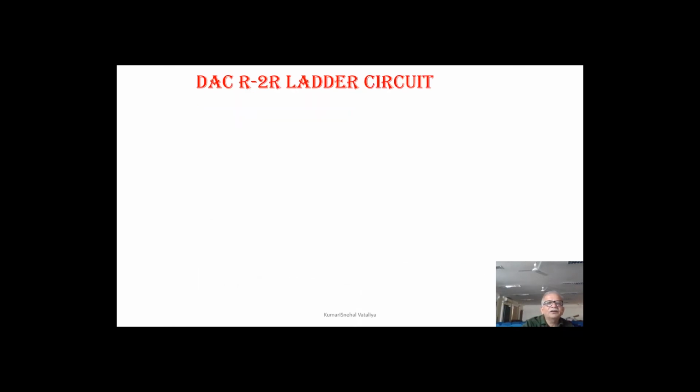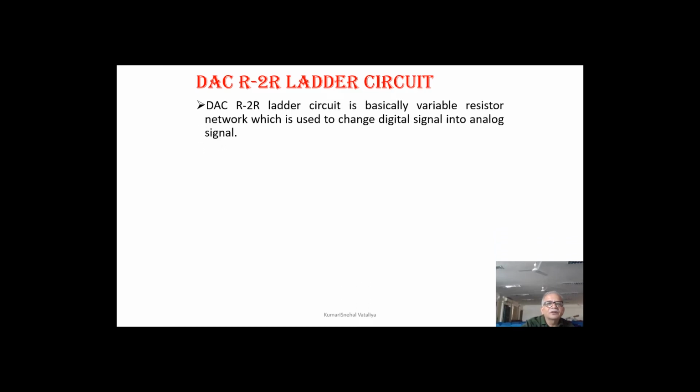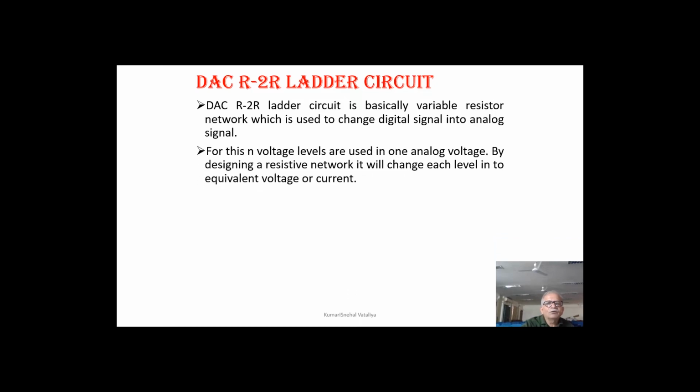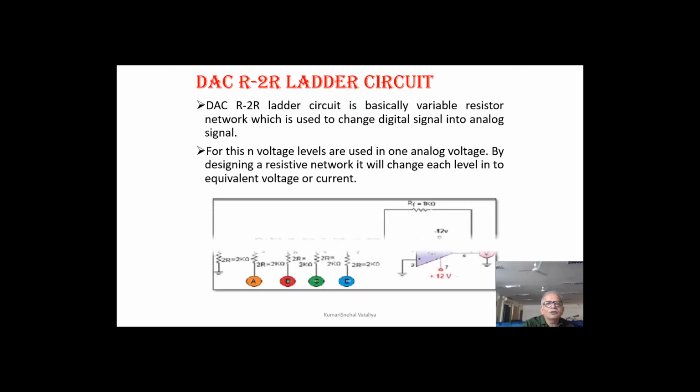Then another important circuit is the digital to analog converter for the feedback, and this kind of a converter requires an R2R ladder network. The DAC R2R ladder circuit is basically a variable resistor network which is used to change digital signal to analog signal. For this, n voltage levels are used in one analog voltage. By designing a resistive network, it will change each level into equivalent voltage or current.